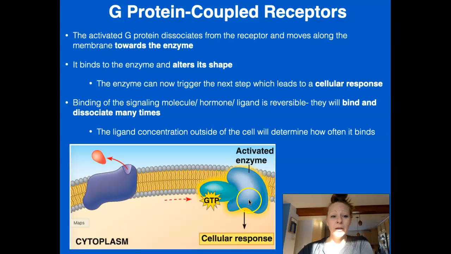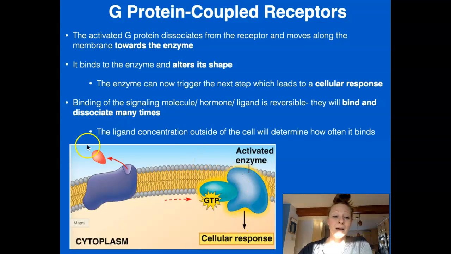And so here it is going to have the GTP, it's going to be activated. Know that this ligand here, or this signaling molecule, is going to continuously attach and detach. It's not used just once, it's not one and done. So the more signaling molecule that you have, the more times you're going to send this message to the activated enzyme or to create a cellular response.